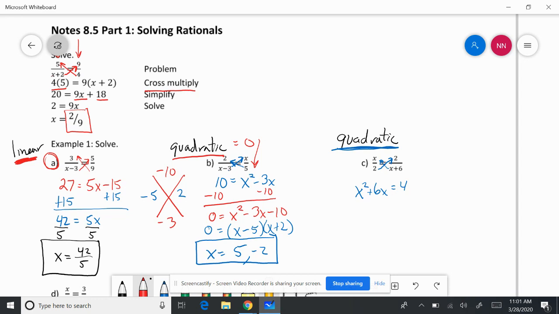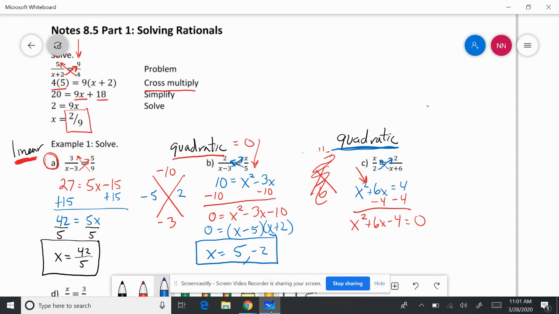Then what we have to do is we have to set it equal to 0 because it's a quadratic. Remember, quadratic means degree 2. So we get x squared plus 6x minus 4. Now, what's different about this one is that it does not factor. So since it does not factor, what we have to do is we have to use the quadratic formula.